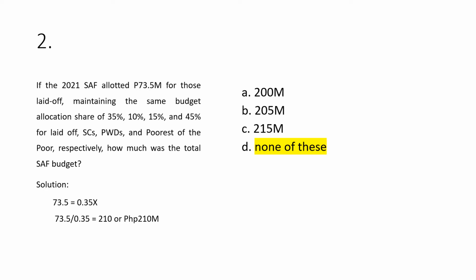So when given that 73.5 is equal to 35% of the total, which would be in this solution represented by x. So x is 73.5 divided by 0.35, and that's equal to 210 or 210 million.